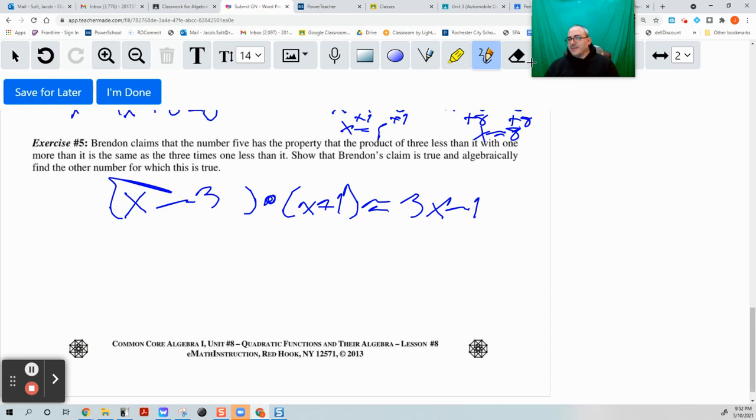I think Brendan's wrong. If I got it wrong, let me think about this. Brendan claims that number 5 has the property that the product of 3 less than it with 1 more than it is the same as 3 times 1 less than it. If x is 5, 15, 14, all right, I think this is 14. So 5 minus 3 is 2. 5 plus 1 is 6. 2 times 6 is 12. Well, this is embarrassing.